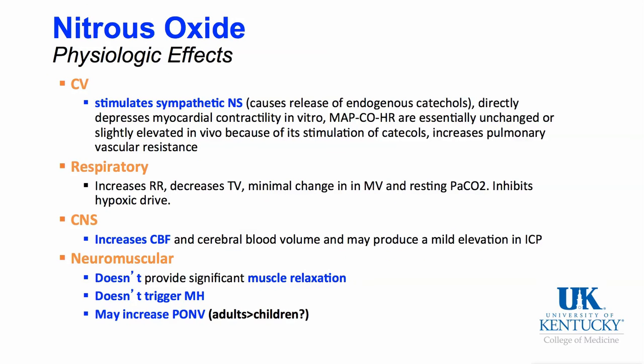Some physiologic effects of nitrous oxide: it stimulates the sympathetic nervous system. Remember, our inhaled volatile anesthetics were vasodilators, with reflexive increase in heart rate, and really decreased contractility of the heart. Well, nitrous oxide causes release of endogenous catecholamines, epinephrine, norepinephrine. Its direct effect on the heart is interesting in that it depresses myocardial contractility, but in vivo, mean arterial pressure, cardiac output, and heart rate may be slightly elevated because of the stimulation of catecholamines, and it can increase pulmonary vascular resistance such that we tend not to use it in patients with pulmonary hypertension.